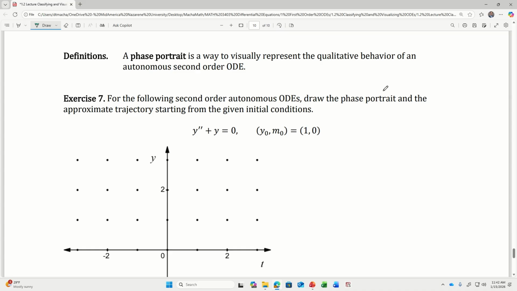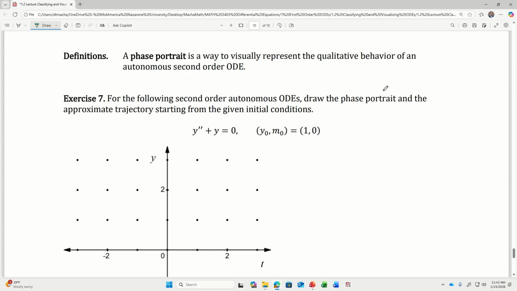So, for second-order ODEs in general, your second derivative would be a function of the first derivative, the value y, and your independent variable t. But if it's an autonomous second-order ODE, that means that the independent variable t doesn't show up. So that way your second derivative is only a function of your value y and the first derivative, y prime.